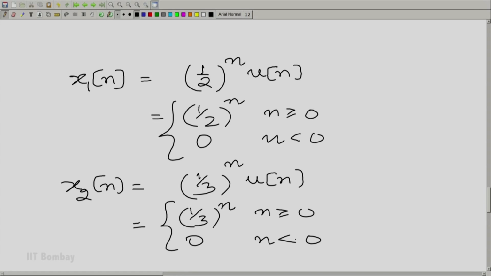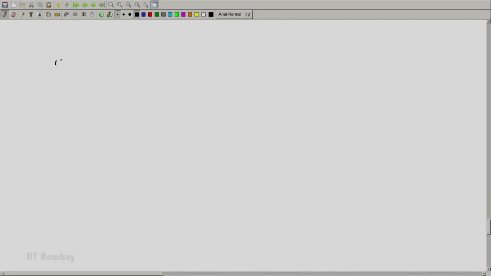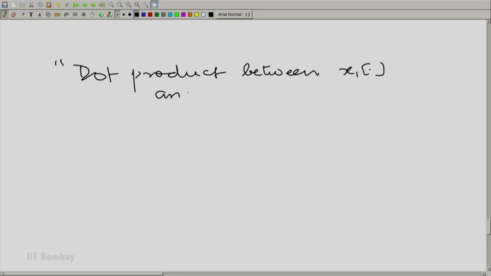Can we conceive of a dot product between x1[n] and x2[n]? Remember, when I say x1[n], one must not misunderstand it to mean that specific point. x1, x2 are entities, they are sequences. So, the dot product is essentially summed over all n the corresponding products of components.